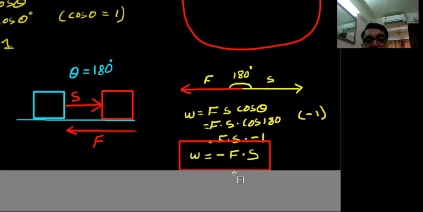Now in the next part, I'm going to show you some examples which will explain the work done when theta equals 0, 90 and 180. Okay, let's start with example 1. Let's suppose an example of a freely falling body. Let's say we have a ball which is at a certain height, h.